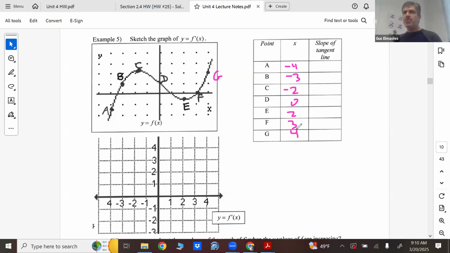You really should try to use a ruler. We're just going to make it very easy and estimate it. What would you say the slope is if I drew a tangent at A? About 3, let's say. These are estimates, just so you know. What would you say the slope would be at B?